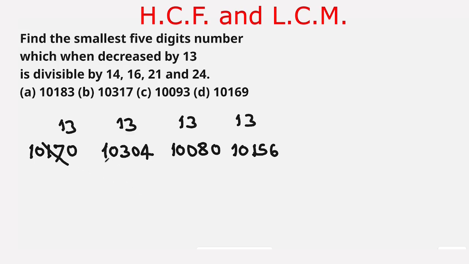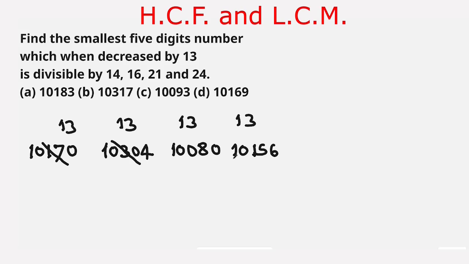Now we find the sum of the digits. 1 plus 3 is 4, plus 4 is 8. It's not divisible by 3, so B cannot be our answer. 1 plus 8 is 9. It's divisible by 3, so C may be our answer.